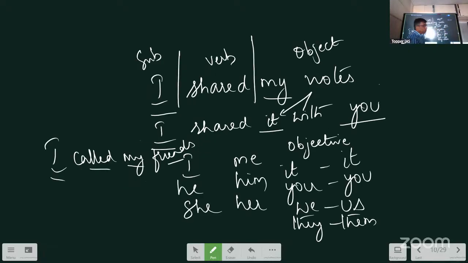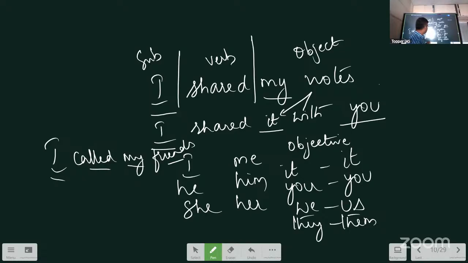Next, we learnt about objective pronoun. What is an objective pronoun? When a pronoun replaces a noun which is already in the object position. So we took this example. I shared my notes. Notes is in the object position. So I replaced it with "it".